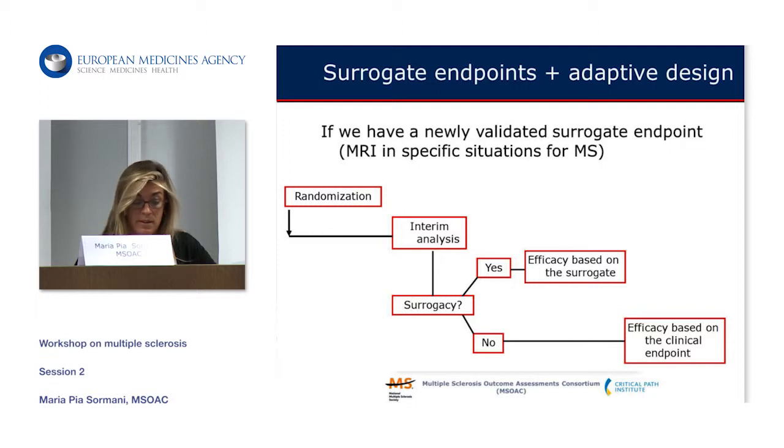We can have randomization, and an interim analysis in which we assess both efficacy on the surrogate and also the assessment of surrogacy. We test the hypothesis of surrogacy within that trial, and if the hypothesis of surrogacy is confirmed, we can stop the trial and assess efficacy based on the surrogate, and otherwise we can continue the trial and assess efficacy on the clinical endpoint.